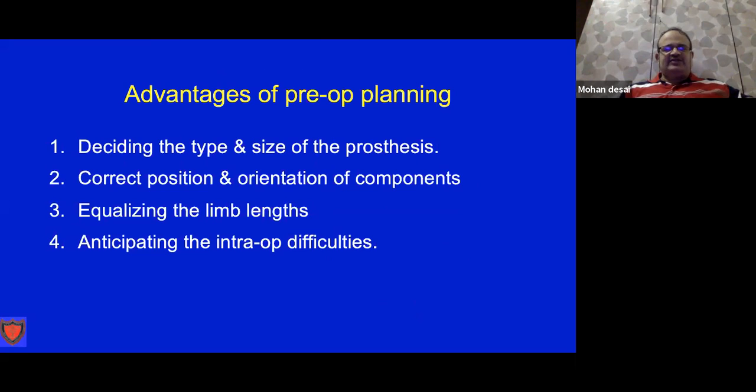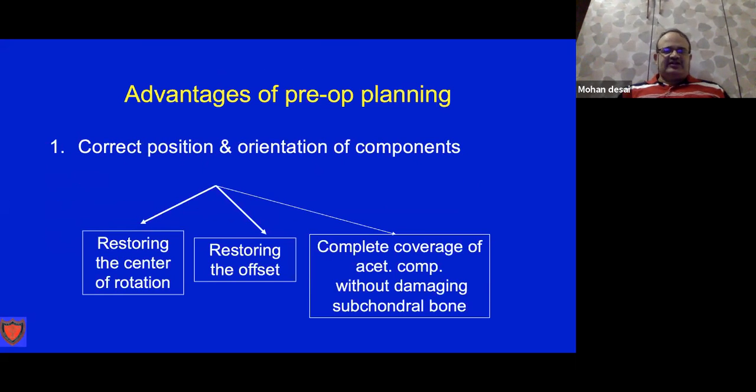Then there are advantages of pre-op planning. We discussed this in our previous slides. You can decide the type and size of the prosthesis. You can decide the correct position and orientation of the components. You can equalize the limb lengths and anticipate intra-op difficulties. And I will tell you how you can anticipate these difficulties. So you can restore the center of rotation, restore the offset. You can have complete coverage of the acetabular component without damaging the subchondral bone. If the acetabular is not getting covered, you may require a flying buttress graft superiorly, or you may have to use some other tactics.